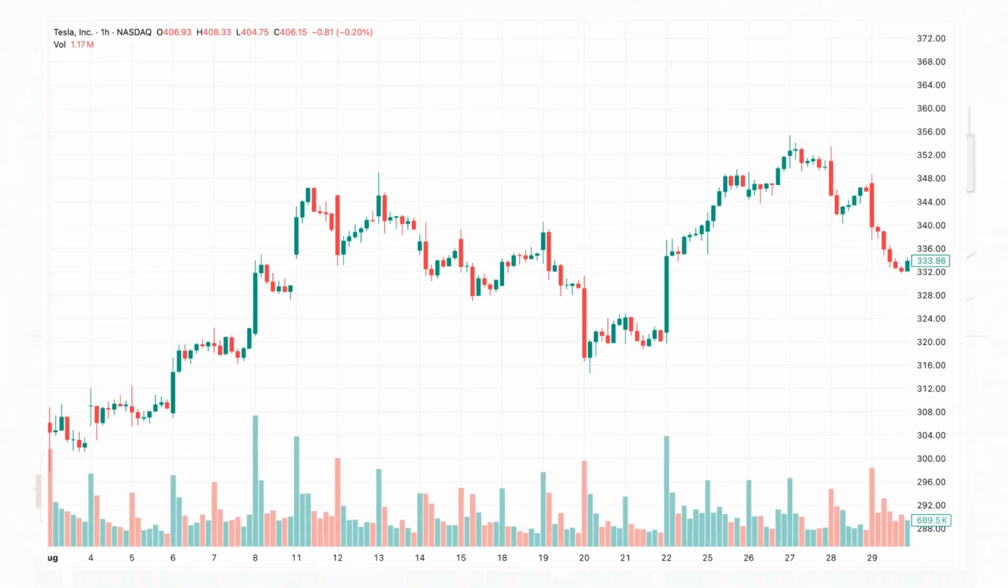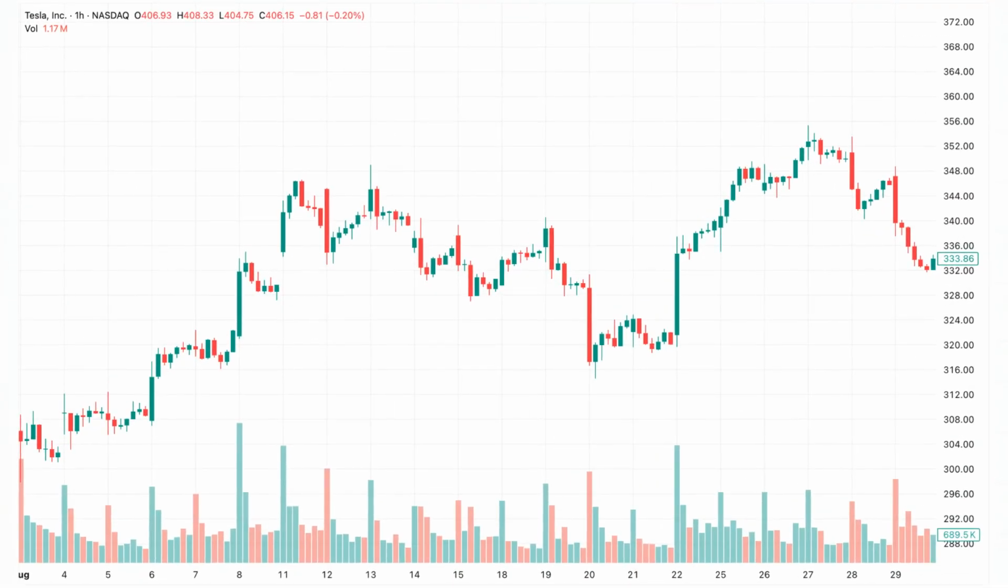What you are looking at is Tesla's 1-hour chart across the month of August 2025, price ranging from approximately $303 to $356. You will see the complete breakout cycle, the setup forming, the signal confirming, the trade executing, and the exit completing. Step by step, exactly as the framework intends.